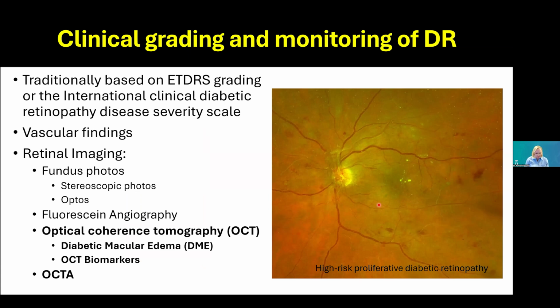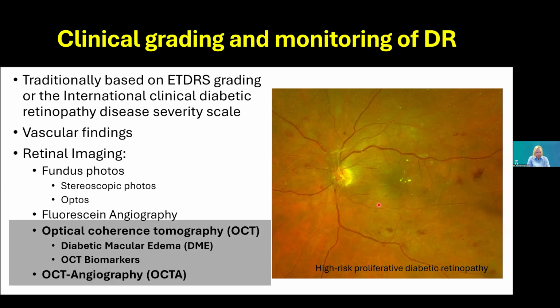We now have wide field imaging, such as the Optos or the Zeiss Clarus, where we can now know that some of these patients with diabetes even have predominantly peripheral retinopathy. But really, probably what I use most in my patients with diabetes, and I imagine what a lot of you use most too, is OCT and OCTA.